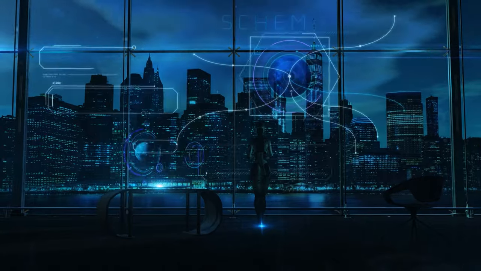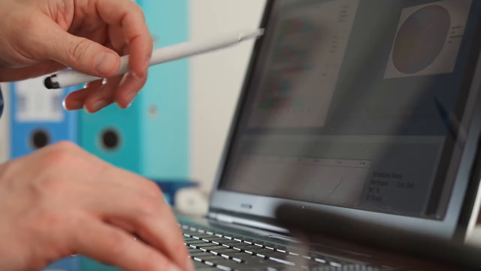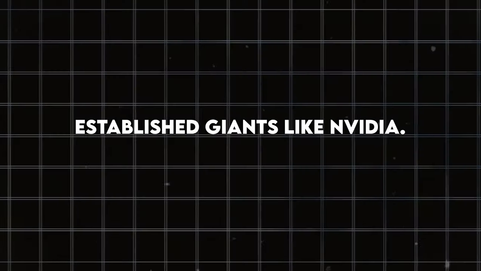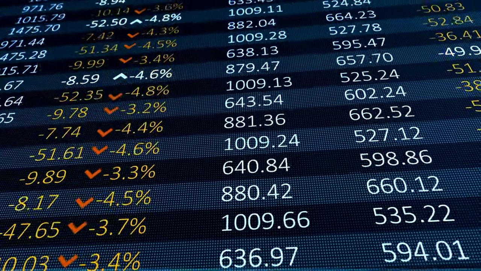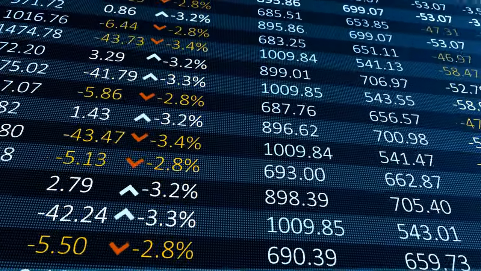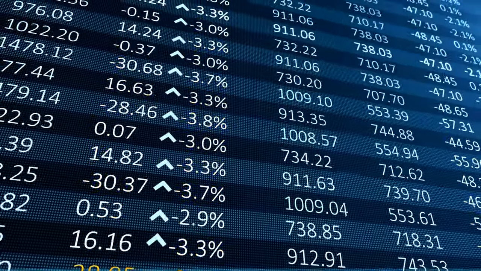Each company has its unique strengths and potential, making them worthy of consideration for investors looking to diversify their portfolios beyond established giants like Nvidia. Remember, investing in the stock market always carries risk, especially with smaller companies that are still proving themselves.